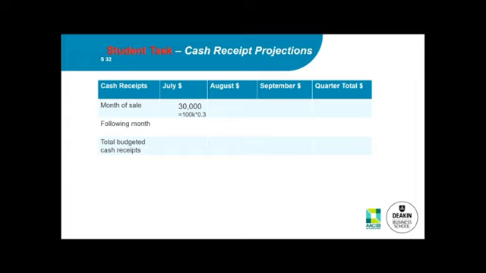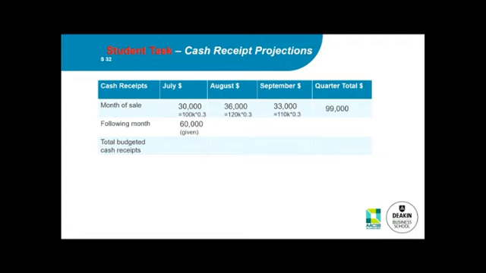In July, we're collecting 30,000, being 30% of 100,000, right? In August, it's 36,000, 30% of 120,000. In September, it's 33,000, 30% of 110,000. And then we have a total for the whole quarter, because we need to do it for the first quarter. In July, for the following month, for July, that's going to be June, and that's going to be 60,000. The opening balance of accounts receivables is going to be collected in full, 60,000.